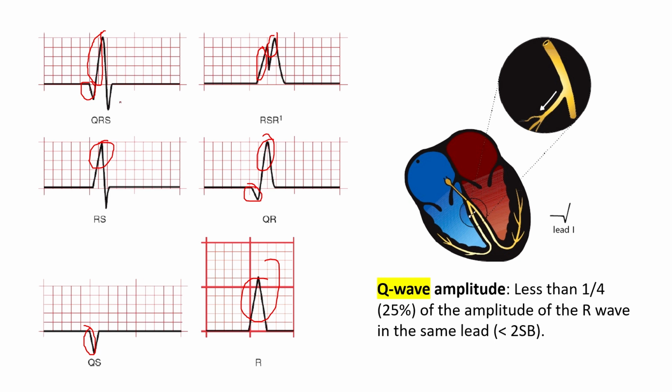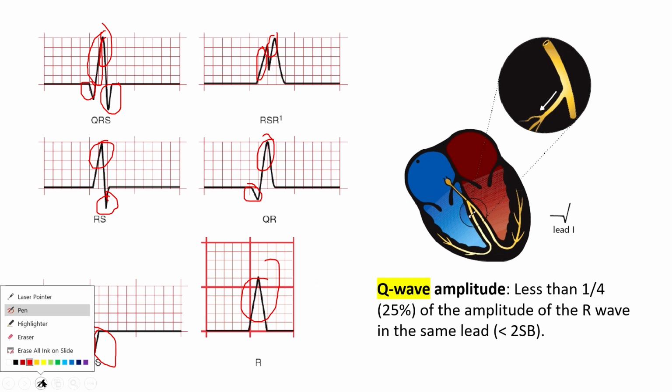And anything that comes after a positive deflection and itself is negative is called S wave. This is a negative deflection that came after a positive deflection, so this is called S wave. And we have S wave here as well. So now let's make sense of all of this together.